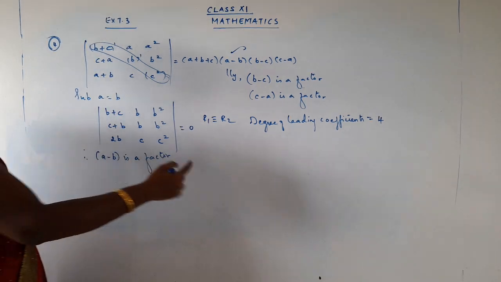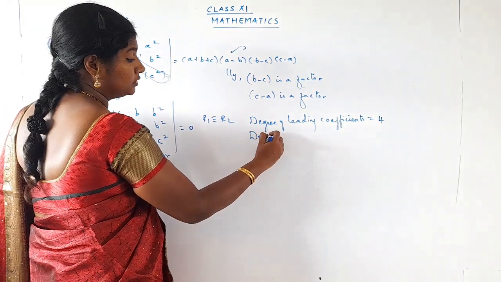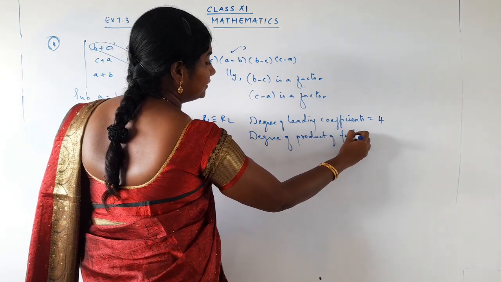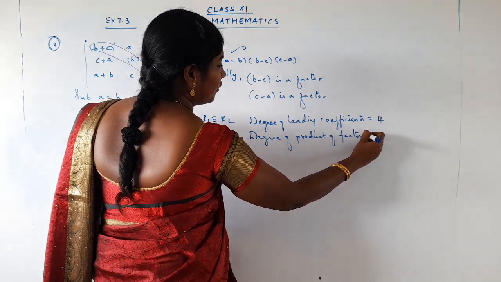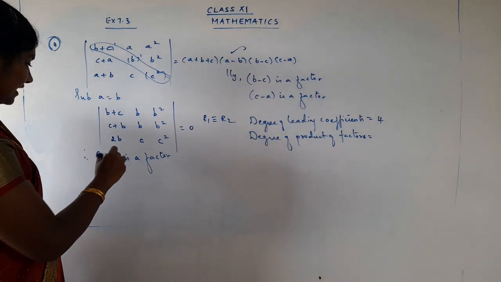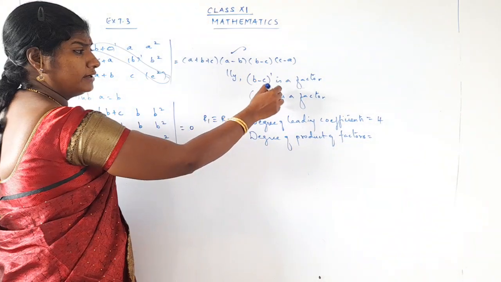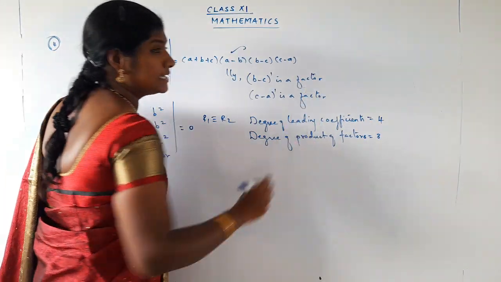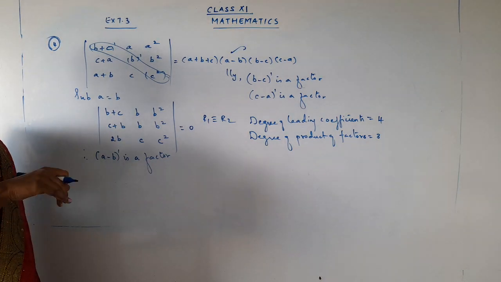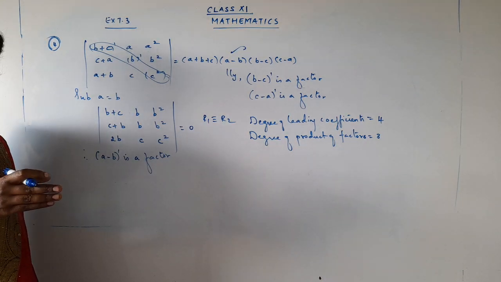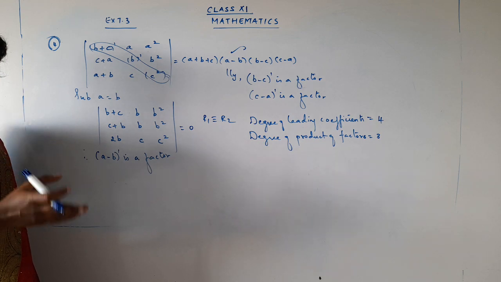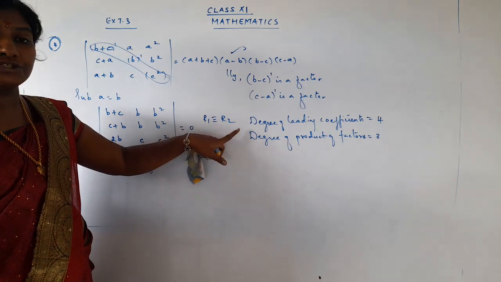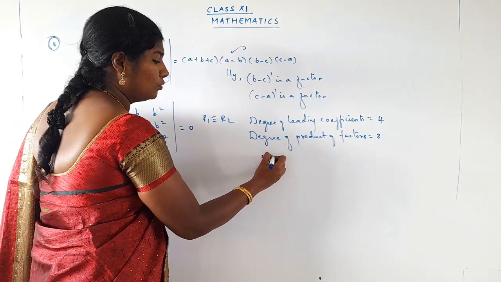Then you have to talk about the degree of product of factors. What is the factor here? Here 1, here 1, here 1. So 1 plus 1 plus 1, 3. I get the degree of the product of factors as 3. So the degree of leading coefficient is 4, and we got degree of product of factors as 3. Now what you have to find out? You have to find out the value for m. How you get m? Take the difference of these two degrees. So m is equal to 1.